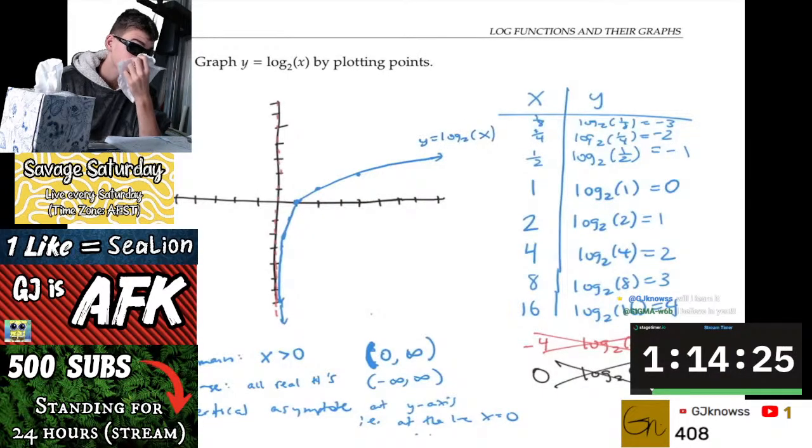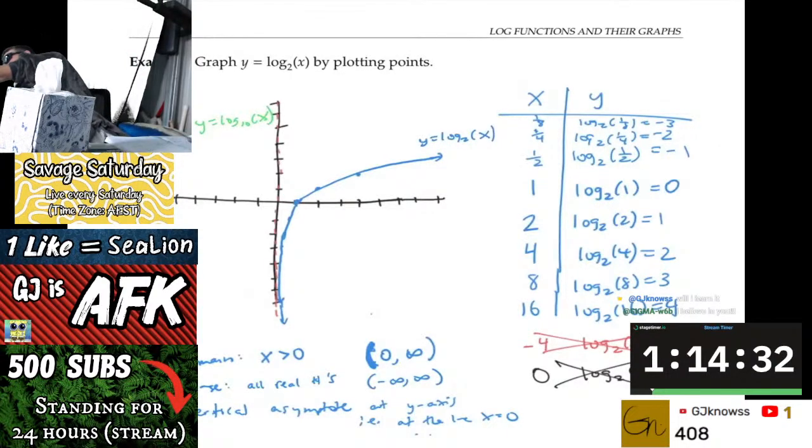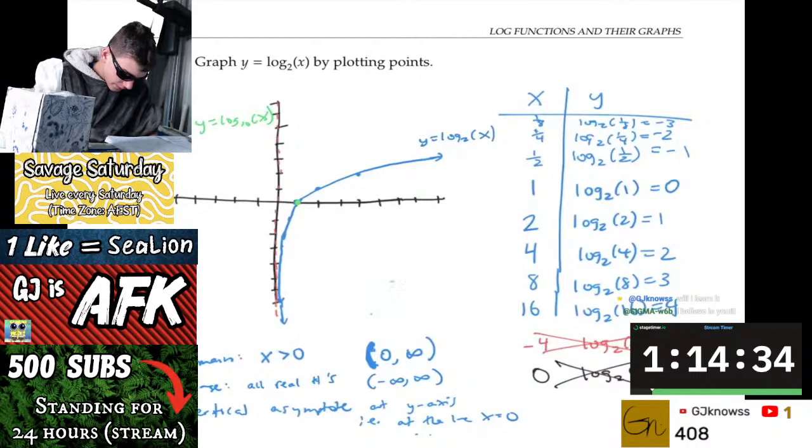But if I wanted to graph, say, y equals log base 10 of x, it would look very similar. It would still have a domain of x values greater than 0, a range of all real numbers, and a vertical asymptote of the y-axis. It would still go through the point 1, 0, but it would go through the point 10, 1 instead, because log base 10 of 10 is 1. It would look pretty much the same, just a lot flatter over here.